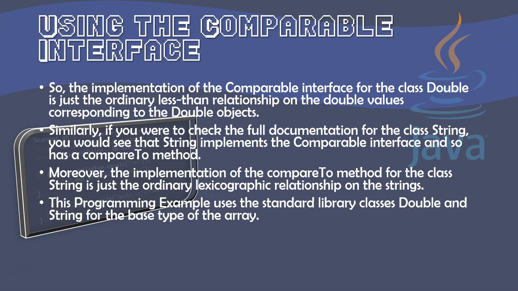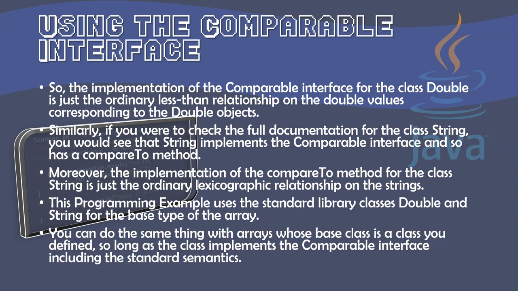Now, this programming example that we are looking at here is, of course, assuming a couple things. We have the standard library classes for Double and String as the base type of those arrays. You can do the same thing with arrays whose base type is a class that you've defined. So if we had a class, let's say called MyClass, we could use it, as long as that class would implement the comparable interface, including any of those standard semantics that we have discussed.